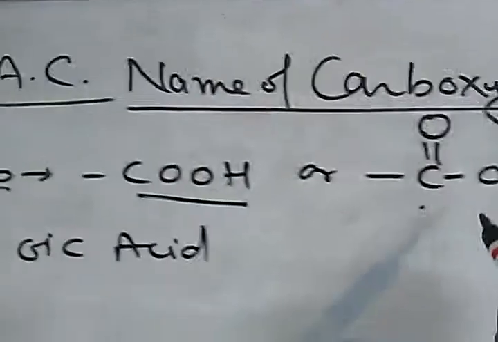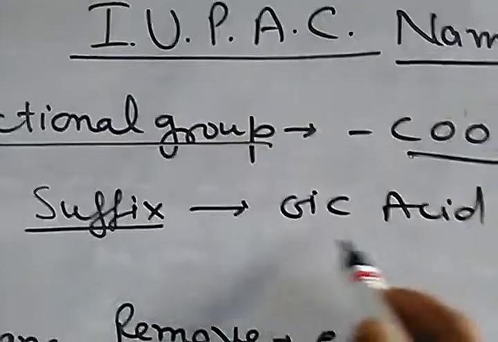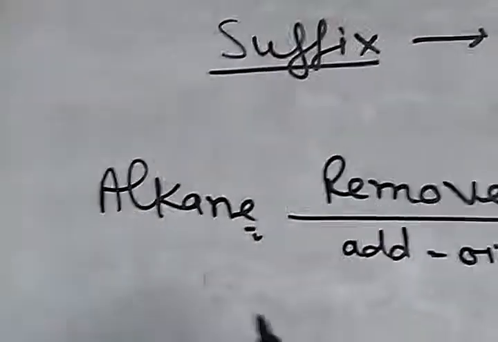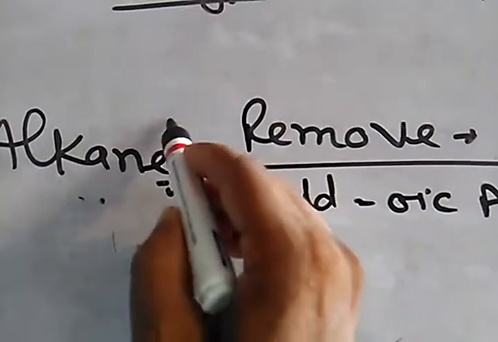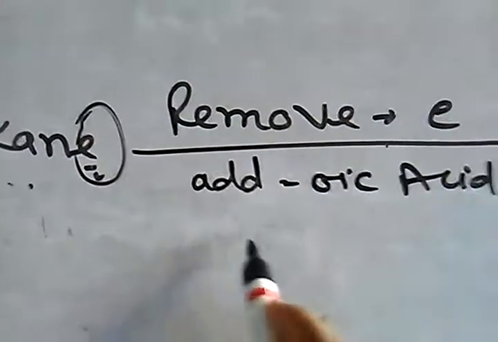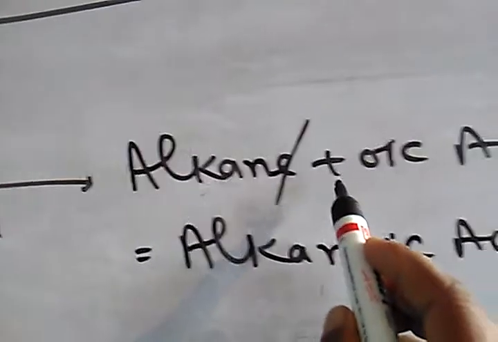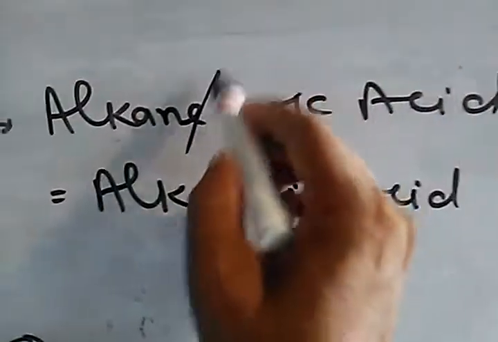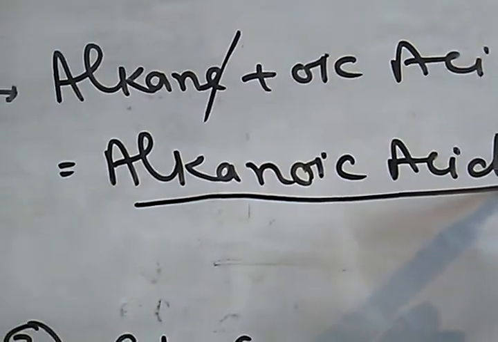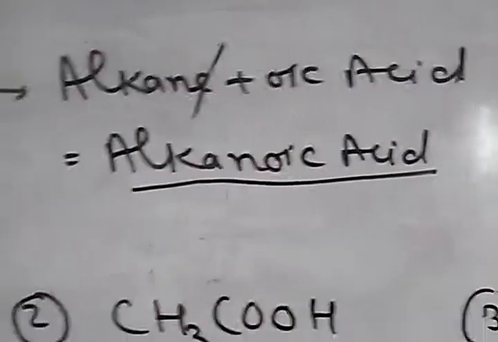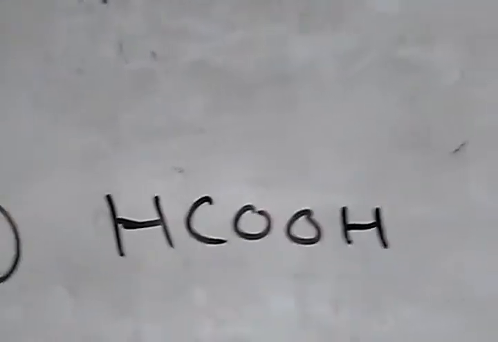And the suffix for carboxylic acid is oic acid, and you have to write the name of the carboxylic acid as it is, just take the alkane. You have to remove the E and you have to add the oic acid, that is alkane plus oic acid. When E is removed, it forms the alkanoic acid. Alkanoic acid, root word is alkane, E is removed and oic acid is added, it forms the alkanoic acid. For example, first compound, that is HCOOH.